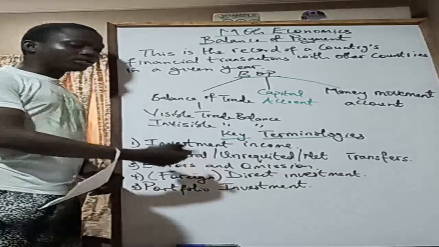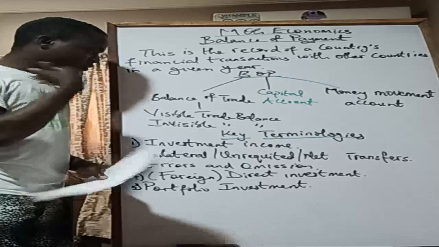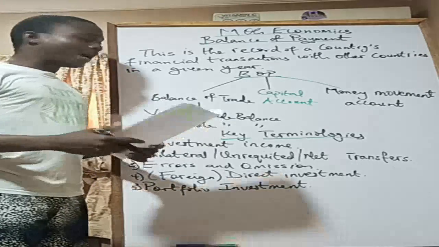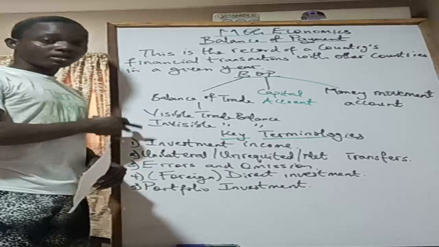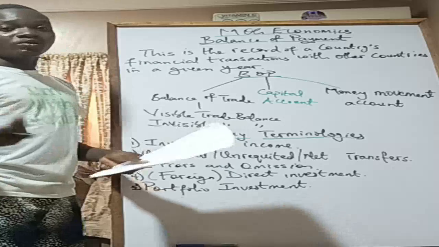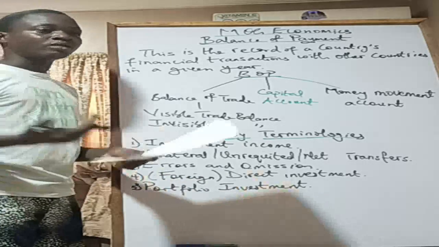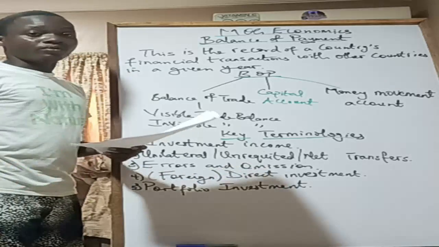But here these are still like individual units. All right, so I hope you understand that part. So all grants and whatever, how are they treated under balance of payment account? They also fall under your invisible trade balance. So in case you ask, it's an invisible trade balance, and then you have grants, gifts, unilateral transfers, net transfers, unrequited transfers, or any other equivalent that I don't know of right now.